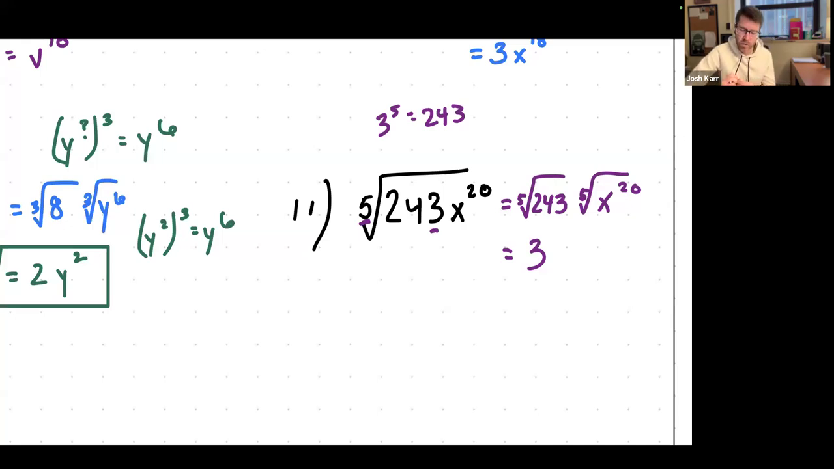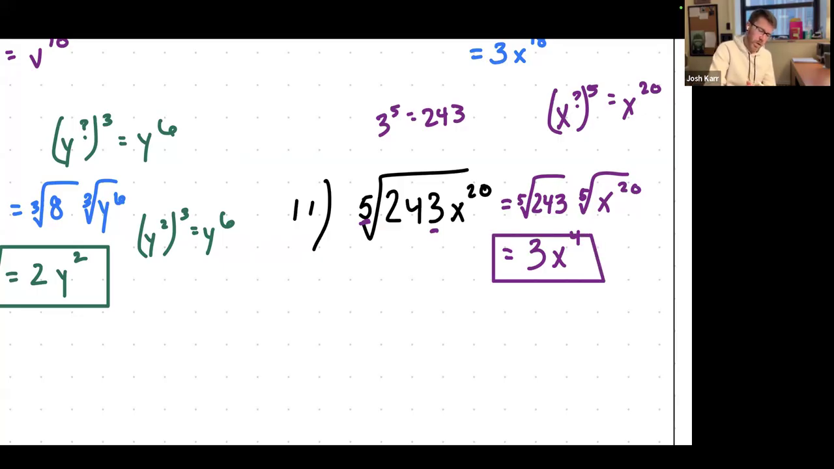And now the 5th root of x to the 20th. So it's asking what got raised to the 5th power to arrive at x to the 20th, right? And we would be multiplying by 5. So thus, if we're working backwards, we're going to divide by 5. That would be x to the 4th. 20 divided by 5 gives us x to the 4th. Okay.